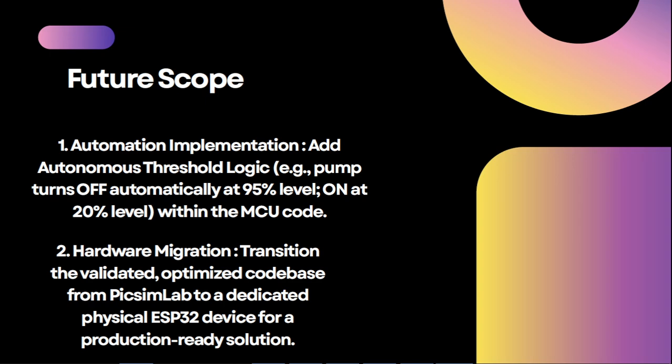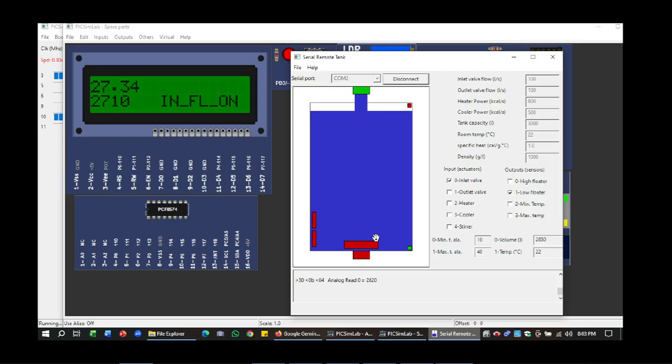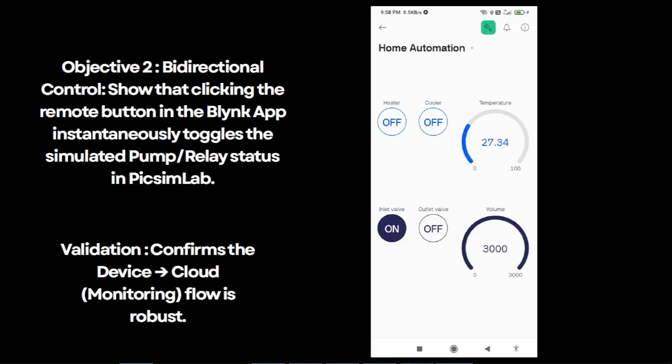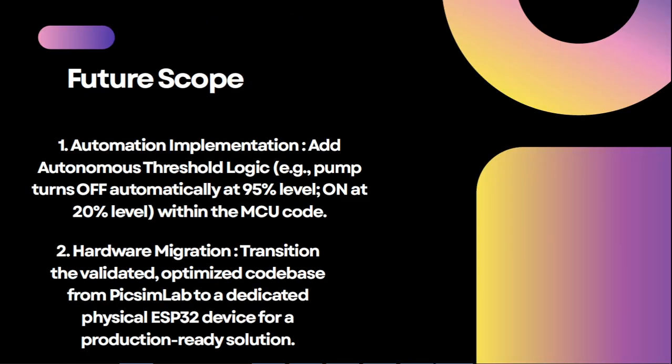For example, the pump should turn off automatically at 95%, because when it reaches the maximum level, through the ultrasonic sensor, this will stop. But if we want to stop it at its 95% level, we can add or implement something more, or upgrade it. The pump turns on at the 20% level. Also this means it automatically turns off at the 95% level and turns on at the 20% level.